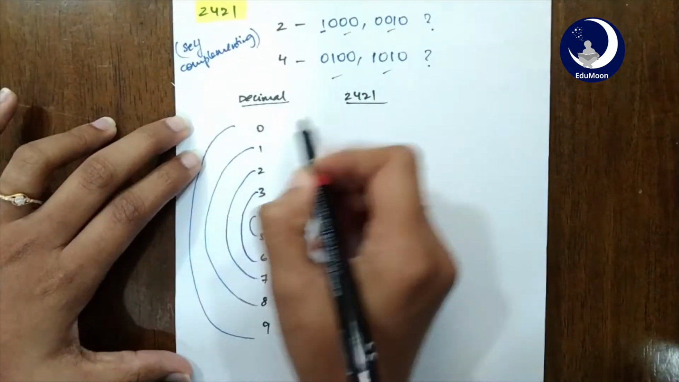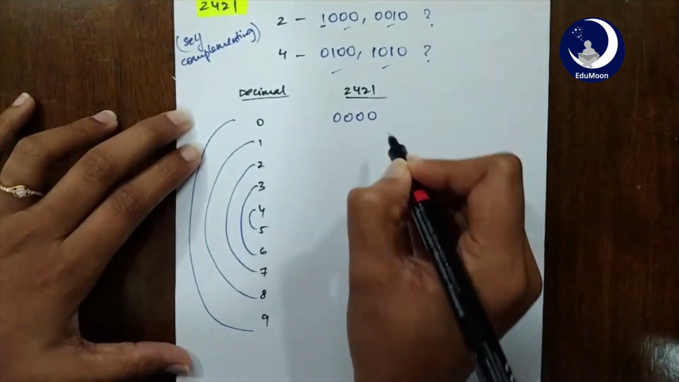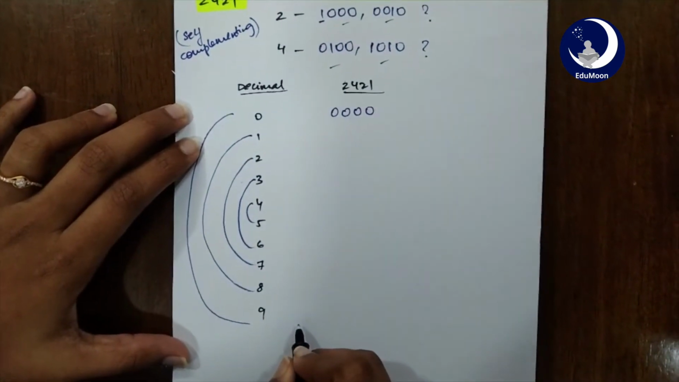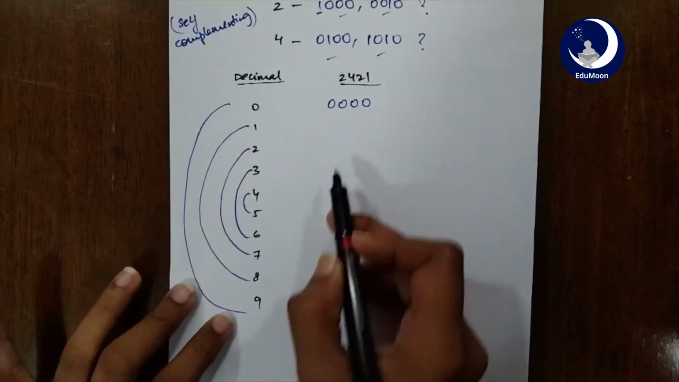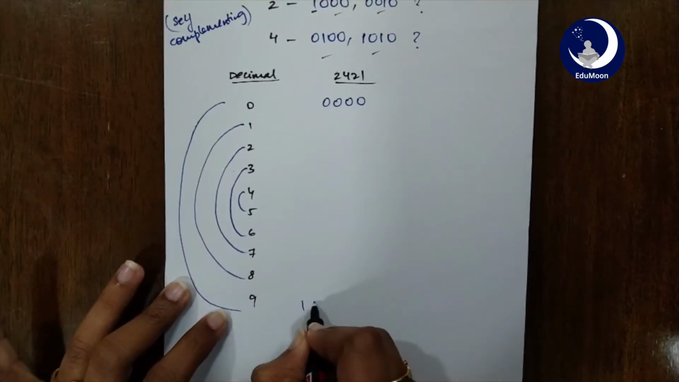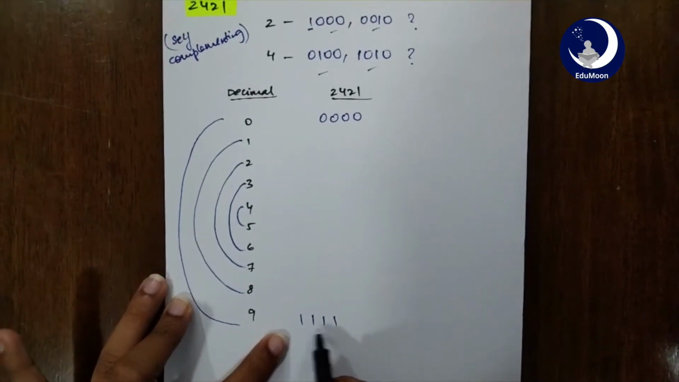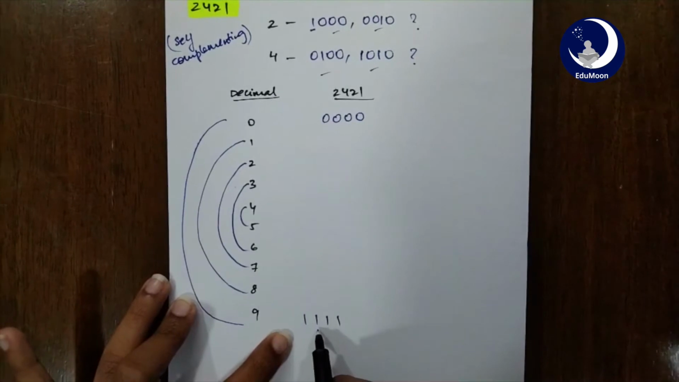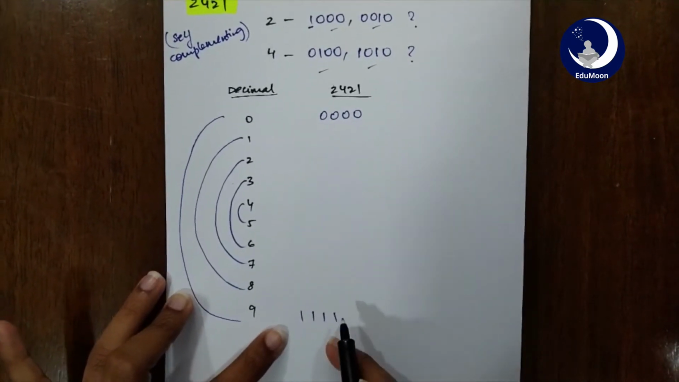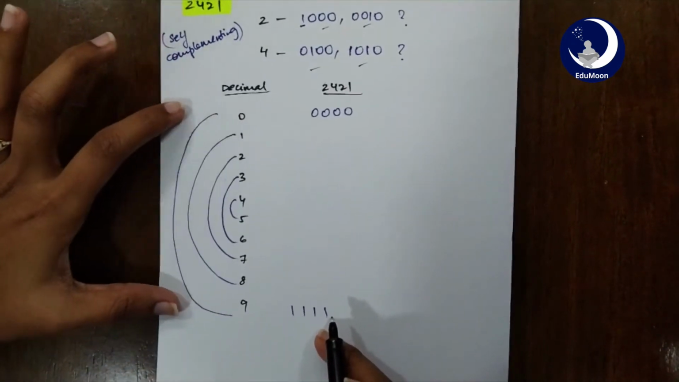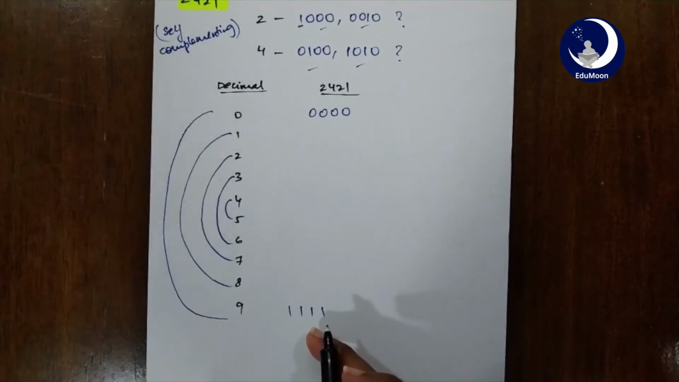Now, in order to write 0, we will be using 0, 0, 0, 0, right? Now, how can we write 9 according to this? Just complement all these digits. It's 1, 1, 1 and 1. So, if you assign weights 2, 4, 2, 1, then 2 plus 4 plus 2 plus 1 also equals 9. Hence, 0 and 9 are self-complementing ones.